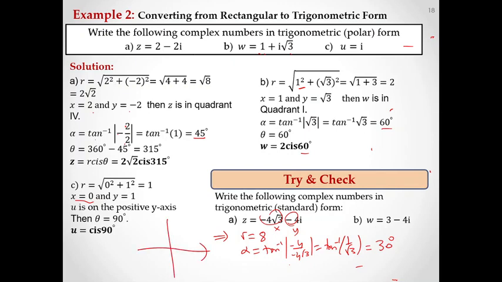Now it's in the fourth quadrant. This minus 4, sorry, this is not in the fourth quadrant, it's in the third quadrant. So minus square root 3 and minus 4i is here. So it's in the third quadrant, so quadrant 3. So theta is here. Reference angle alpha is 30 degrees.